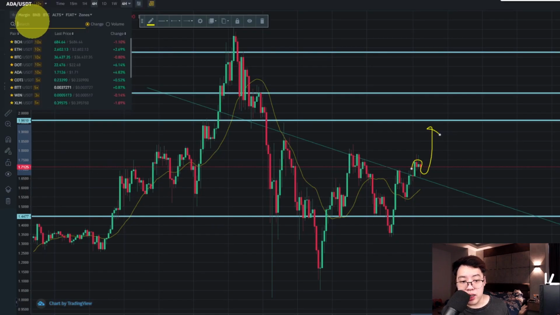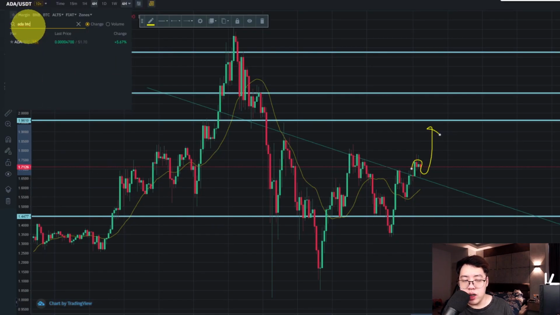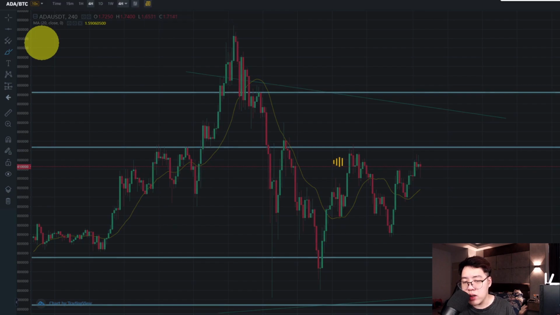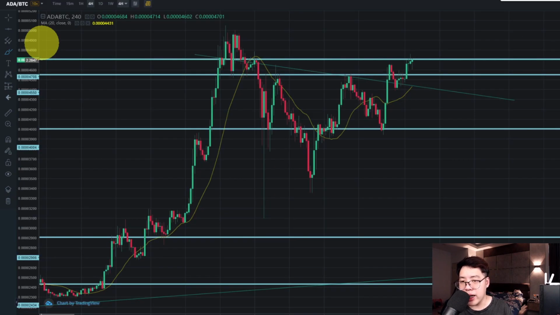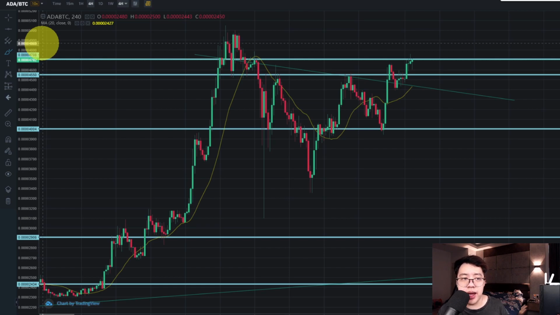So let us look at ADA versus BTC right now. The reason to look at other pairings is that pairings against ADA will indirectly impact the price of ADA versus US dollar.